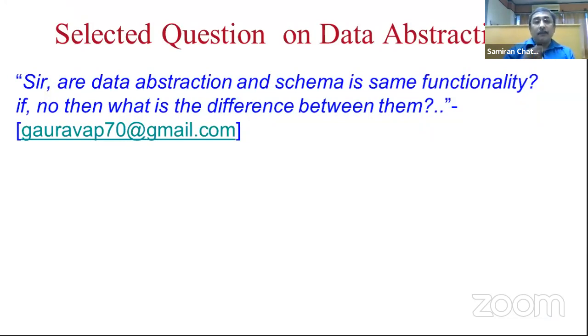There are a number of questions on schema and things like that. The first question that I am taking is from Gaurav. And the question is: are data abstraction and schema similar in terms of functionality, or is there a difference between them?